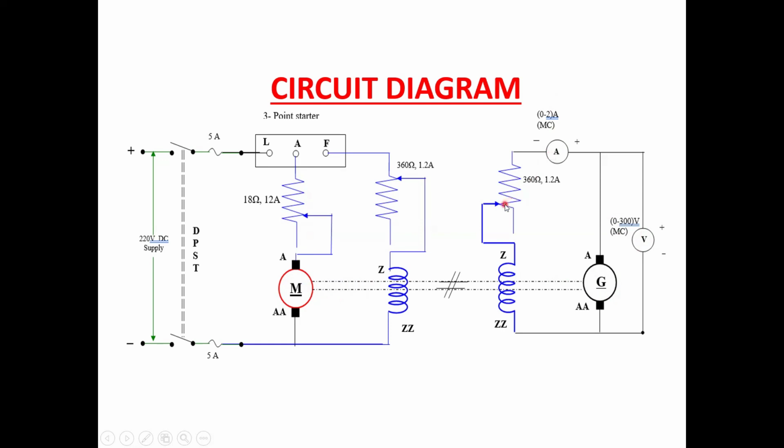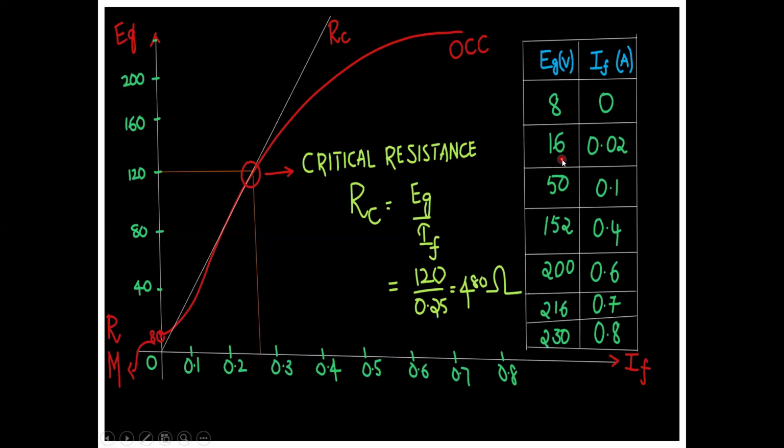By varying this field rheostat, we observe that there is some increase in the current and voltage. We have to note down these two readings, and we have to keep this field rheostat at the maximum position. Why? Because current is inversely proportional to resistance. If you have maximum resistance, there is only a small amount of current. If I reduce this rheostat, there is an increase in the current, and we can note down these readings of induced EMF and field current.